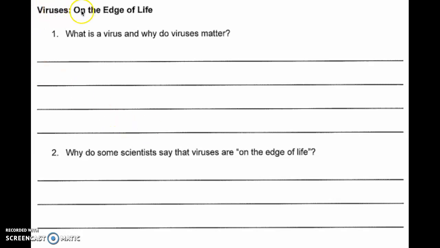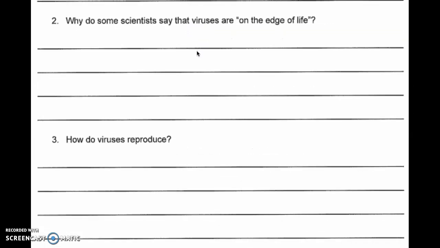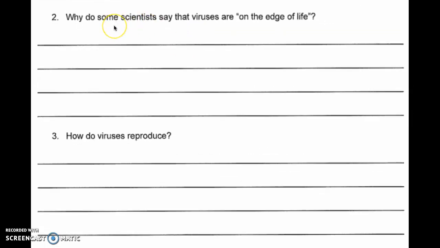So we're reading the article, Viruses on the Edge of Life. Question number 1 that I want to look out for: What is a virus and why do viruses matter? Well, clearly viruses matter. We're going to read in the article to figure out why. Why do some scientists say that viruses are on the edge of life? Oh, cool. That's going to be a very interesting fact that we get to look for. I'm going to be paying attention to those quotation marks and this text in there.